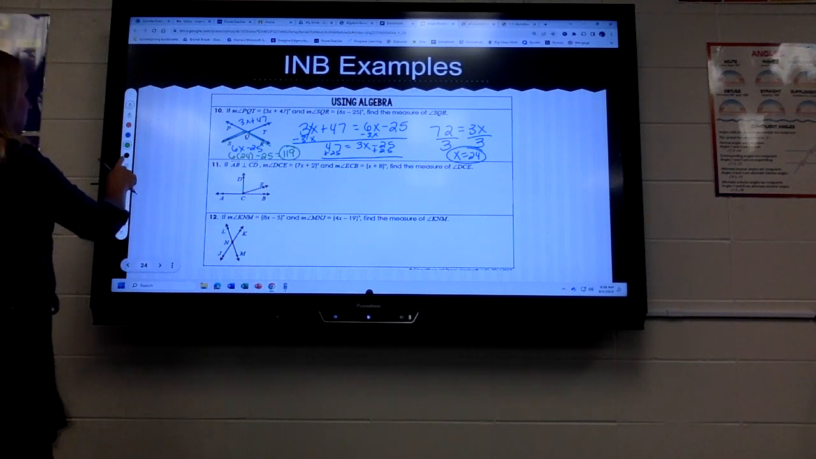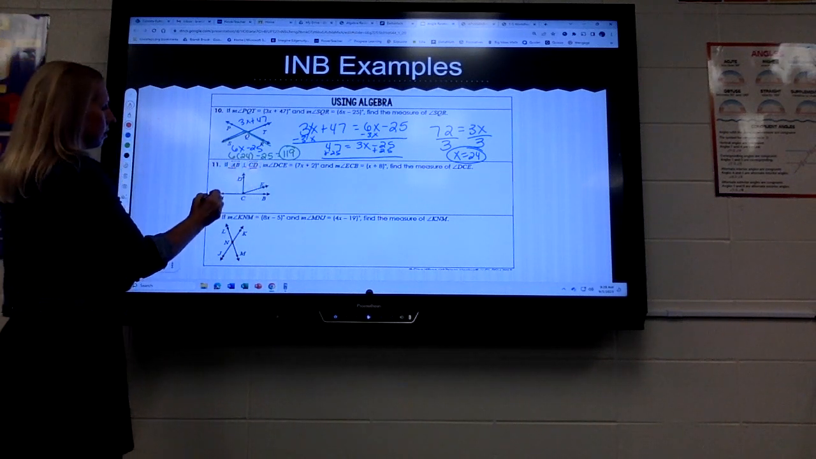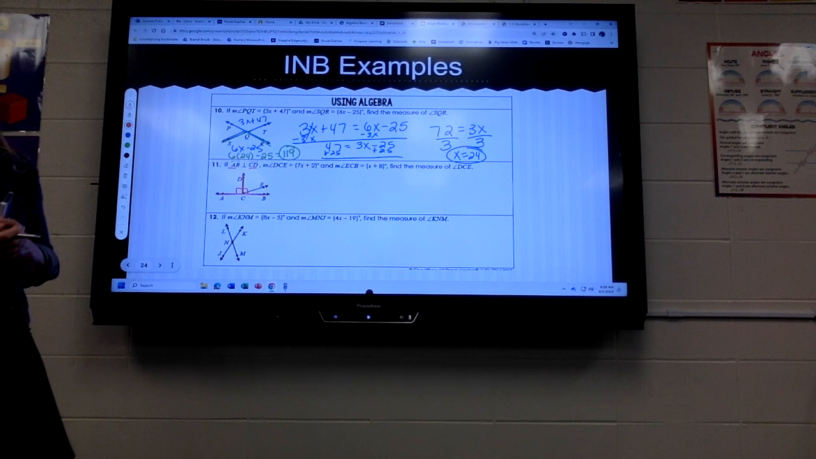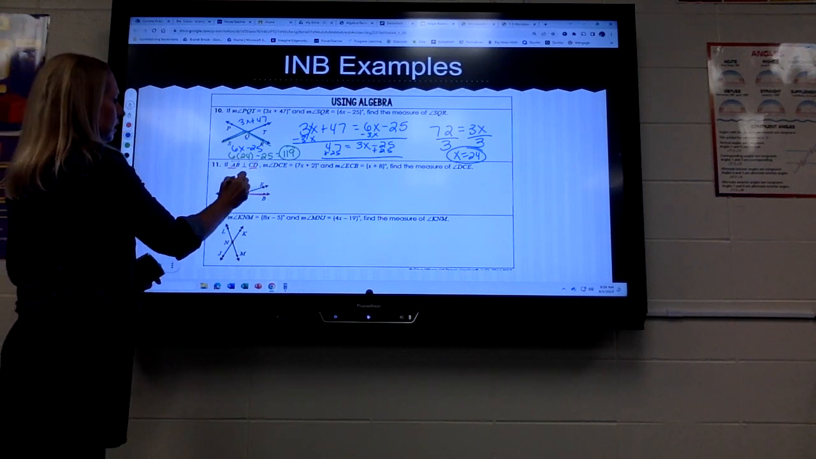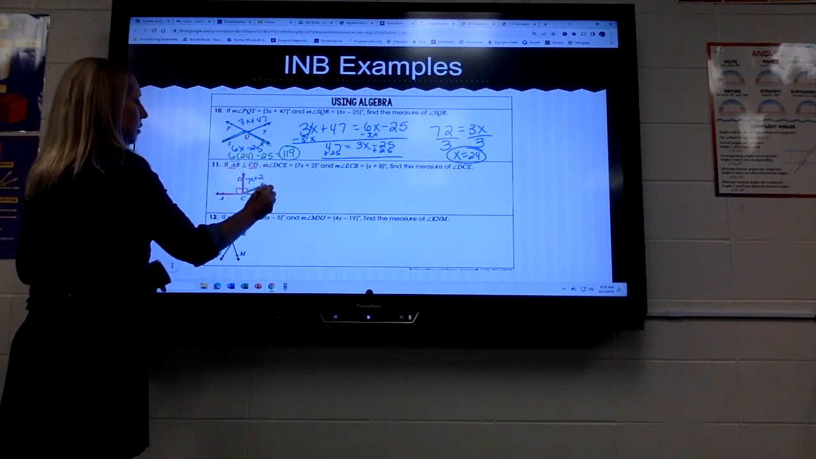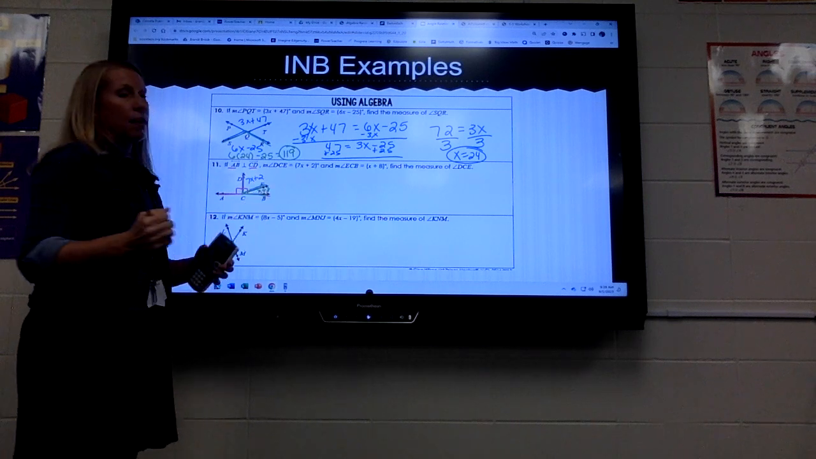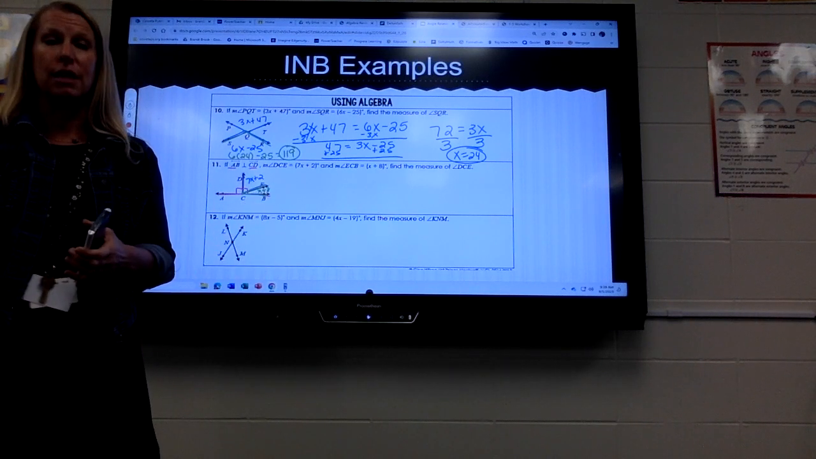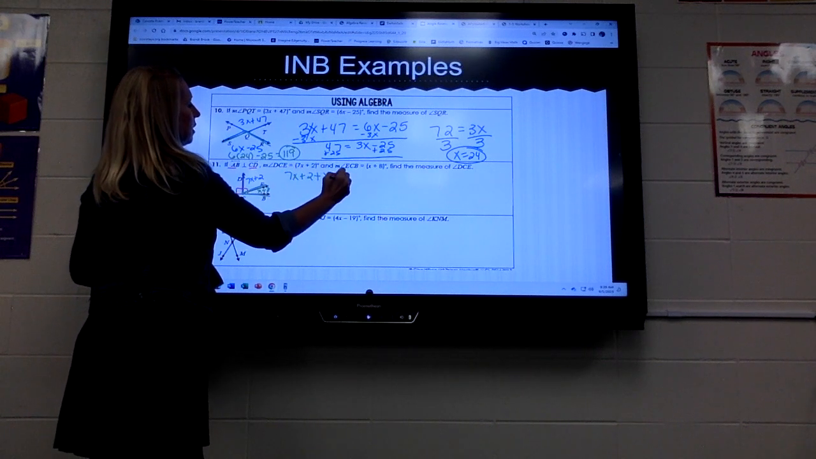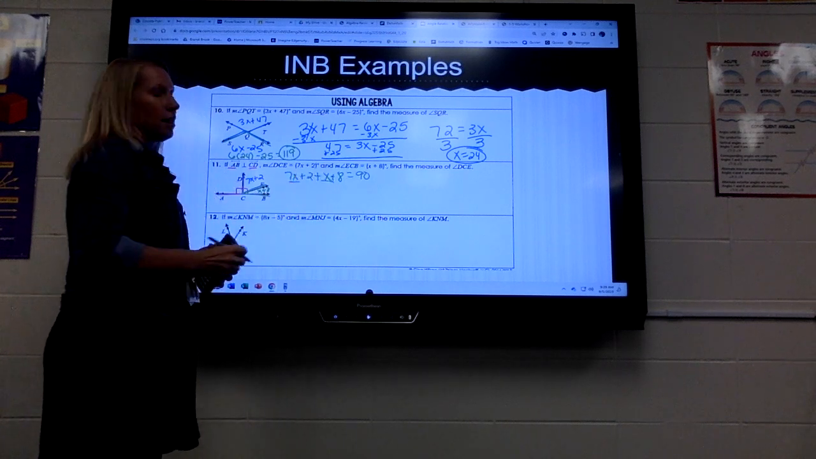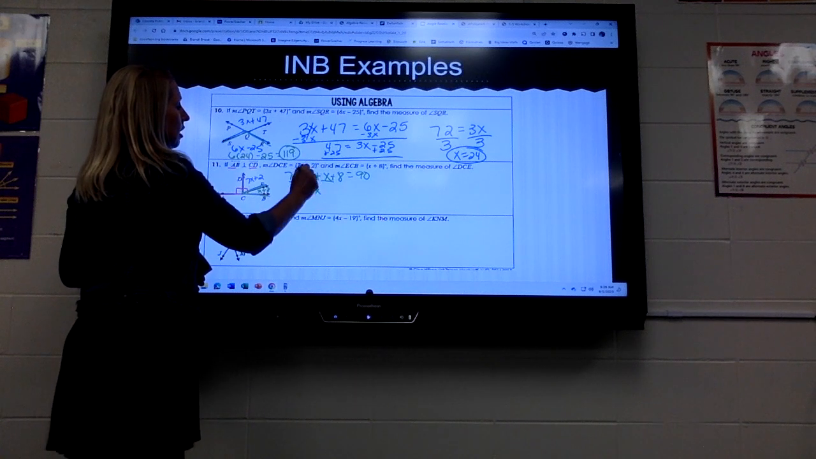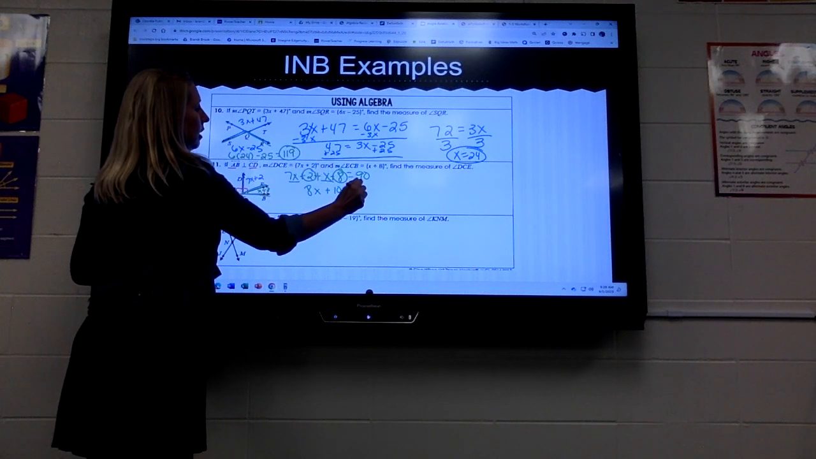Okay, the next one says that AB is perpendicular to CD, which means these are right angles right here, 90-degree angles. It says that angle DCE is 7x plus 2, and ECB is x plus 8. They would have to add together to equal 90. So I would do 7x plus 2 plus x plus 8 equals 90. We've got like terms we can combine. 7x and 1x is 8x. 2 and 8 is 10 equals 90.